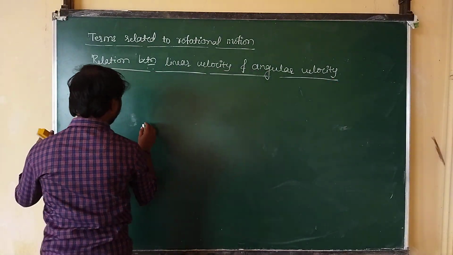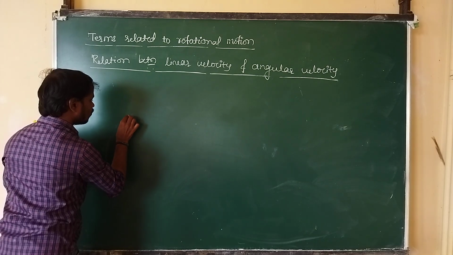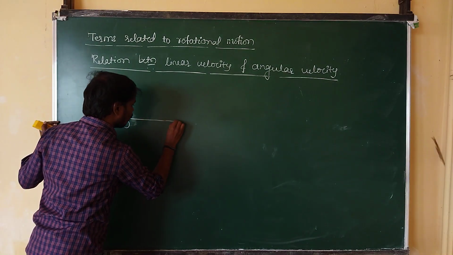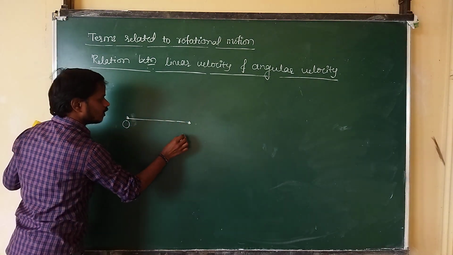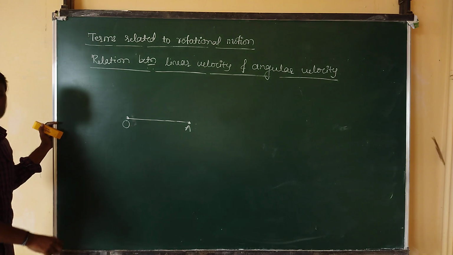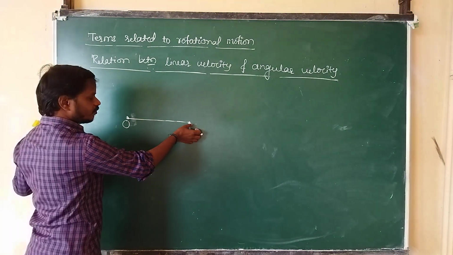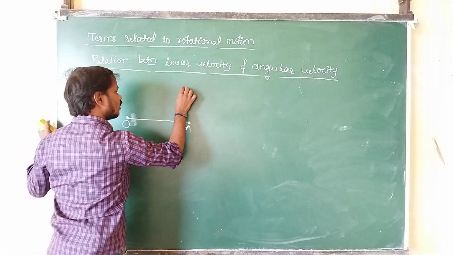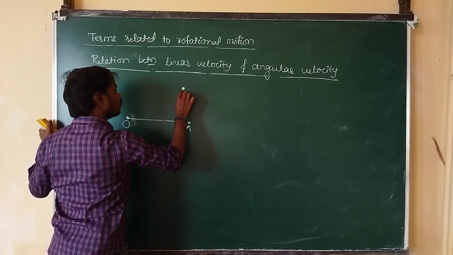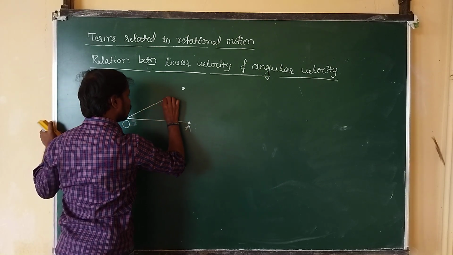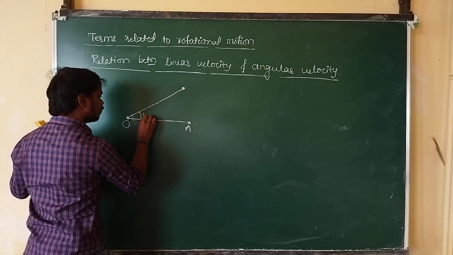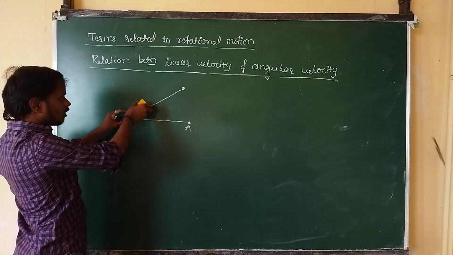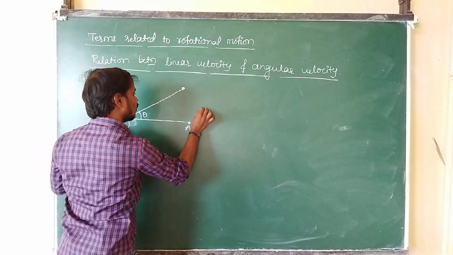So let us consider a rotating body. This is a fixed point, which can be taken as O, and this is the free end of the rotating body, which I will take as A. We are going to apply force to the free end. The body starts to rotate. Then after a certain time, the angle covered by the rotating body is theta. In which direction is the body rotating now? The body is rotating in the anticlockwise direction, in this direction.